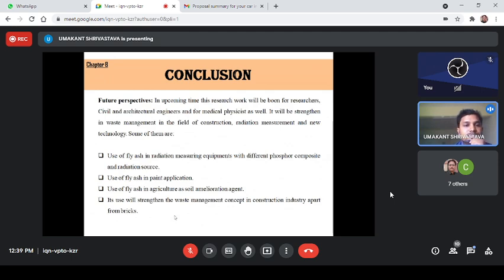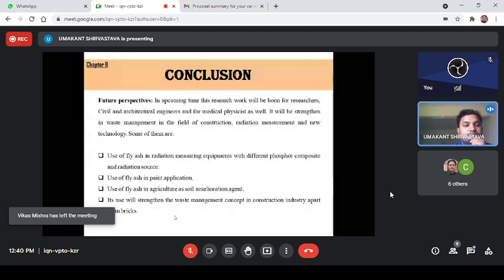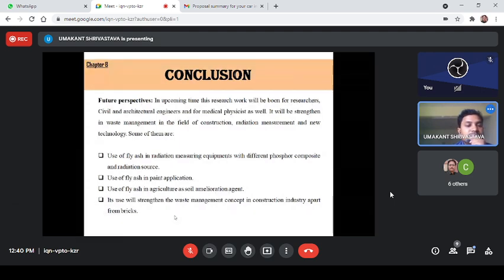Some of the future prospects are that it can be used in radiation measuring equipment with different phosphor composites and radiation sources. Fly ash can be used in paint application. We can use fly ash in agriculture as a soil amelioration agent, and it can strengthen the waste management concept in construction industries apart from bricks.